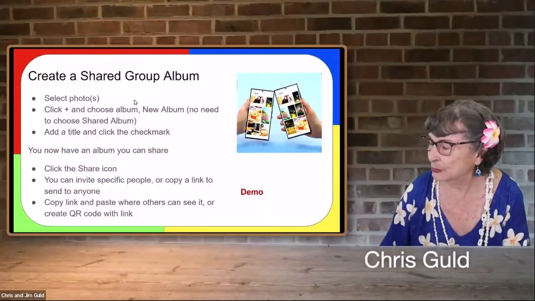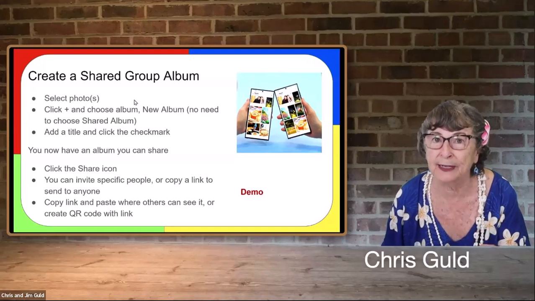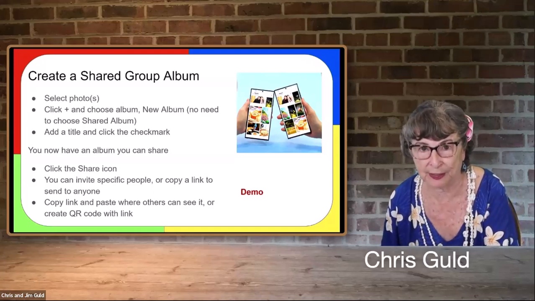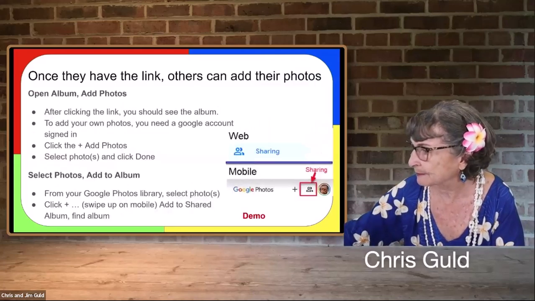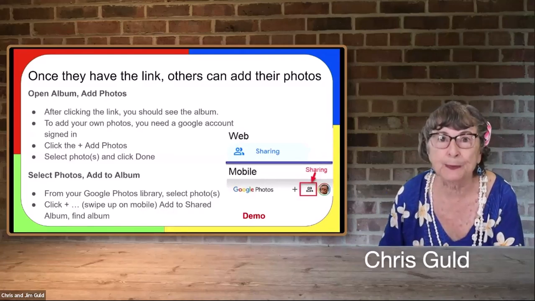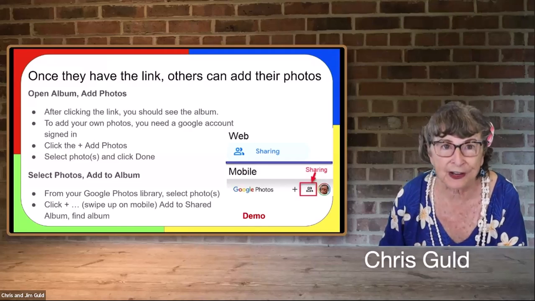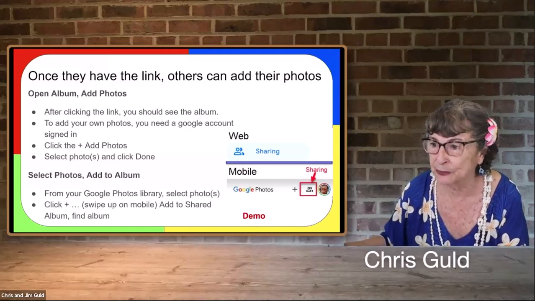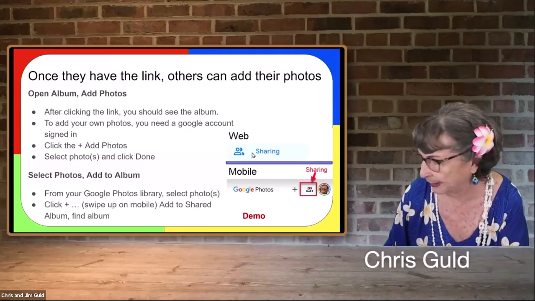And so that's creating a group album. There's nothing special about it. You just create an album and then share it. You can share it with a link. You can share it with a QR code of that link. And once people have the link, they can add their own photos. Once they've started adding their own photos and they go back to Google Photos, they find the album under the sharing button.